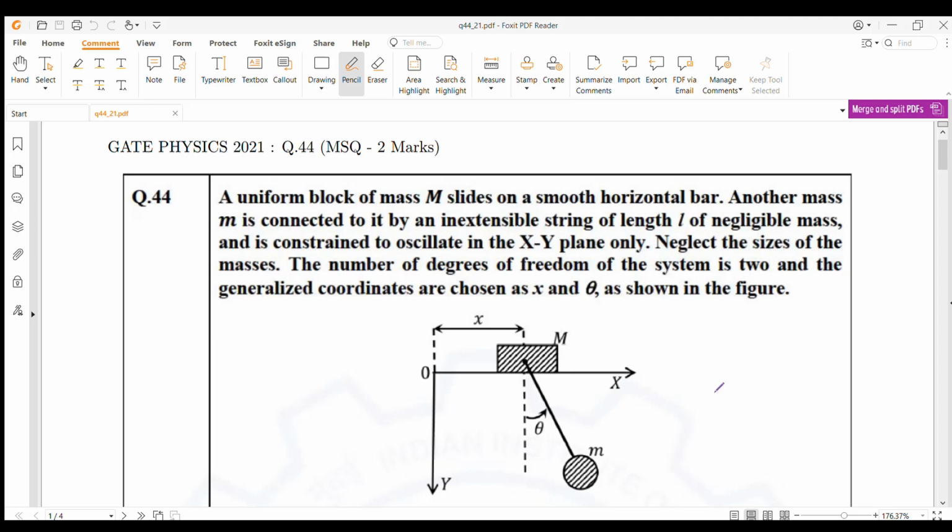Hello everyone. In this video, I shall discuss the solution of question number 44 of GATE Physics 2021. This is a multiple select question.